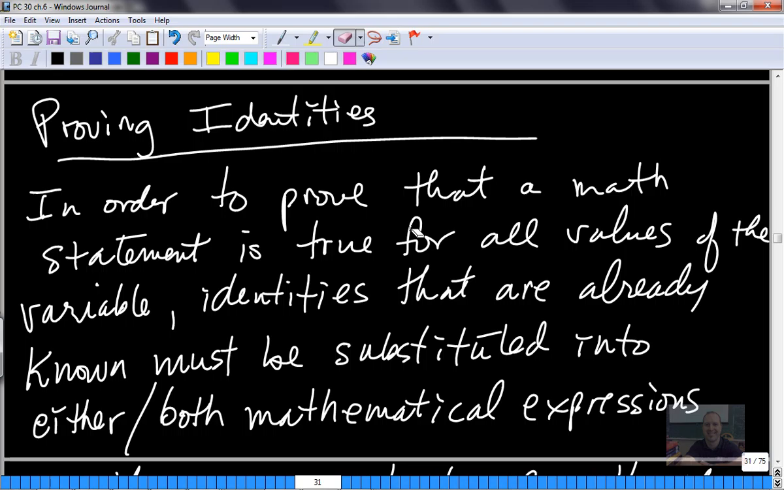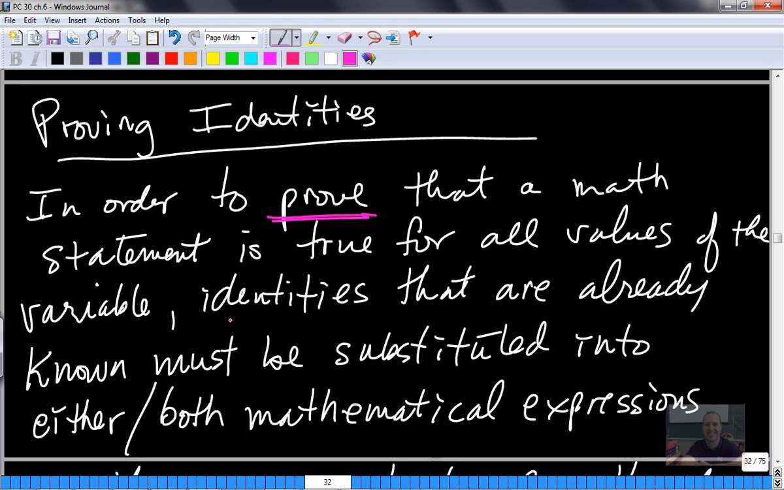So let's just read here some notes. It says, in order to prove that a math statement is true for all values of the variable, okay? If we stop right there, we can test 1 or 2 or 10 or 100 values of the variable in some kind of statement, and we can test whether the left side is equal to the right side. That's what we did yesterday, right? And so that is not a proof, though, okay? That is not a proof. What we need to do is show algebraically that this works for all possible values of the variable.